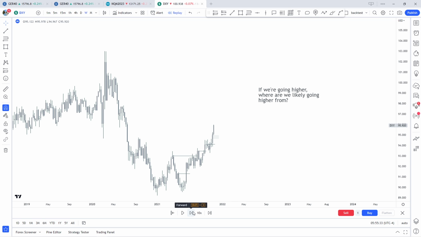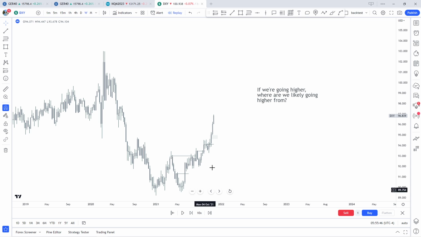Now, if we are going higher, where are we likely going higher from? Well, if we do retrace right here, I'm expecting a retrace into this fair value gap and then we might continue higher. All right, we could see a new fair value gap in the making right here. So we could see it retrace only into this fair value gap and then continue higher because this is our first line of defense. Now, when I do have some price action like this, I would love to see something overlapping with a fair value gap. So not just the fair value gap on its own. I would love to see something overlapping with the fair value gap.